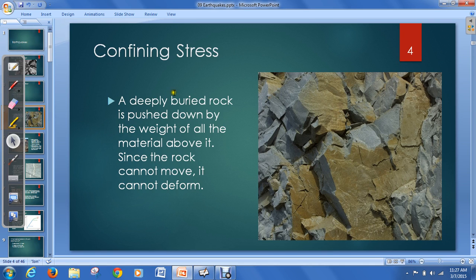Okay, the first type of stress is what we call confining stress. So if you've ever been in an elevator that's overcrowded and people are stuck shoulder to shoulder, and you feel claustrophobic, then you may understand what confining stress is, okay? This is when you have a rock that is deeply buried, okay, and is pushed down by all the weight above it, all the material that is above it. And since the rock cannot move, it cannot deform or lose its shape, okay? So think of an elevator crowded with people or being at the bottom of a dog pile, right?